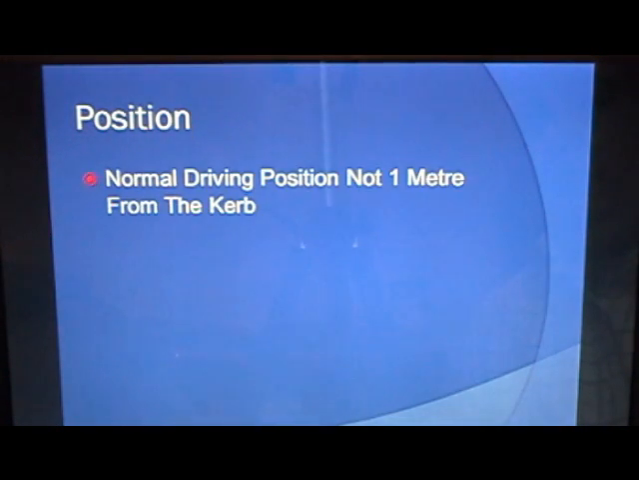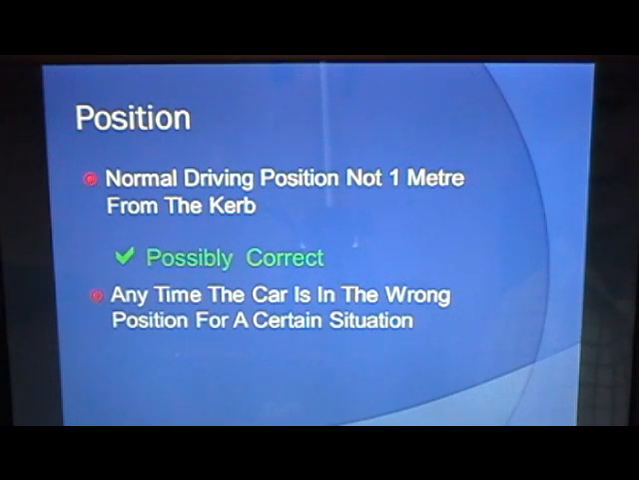Position. Normal driving position, not a metre from the curb. As we know, the recommended driving position is a metre from the curb, but we can't always keep that distance. It depends on the width of the road. But it isn't just that, okay? So it's possibly correct, but there are other definitions to it. So it's any time that the car is in the wrong position for a certain situation. So don't just think of it as normal driving position. It could be any position at all.